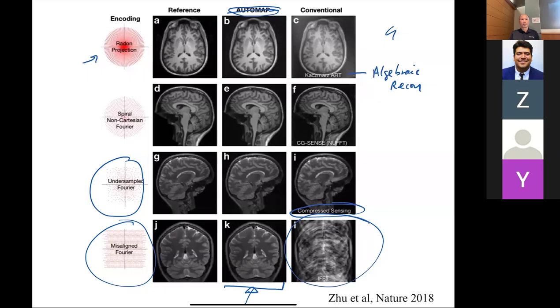Was it trained on this? No, that's the thing. It doesn't have to be trained on it. That's what is really shocking about this.